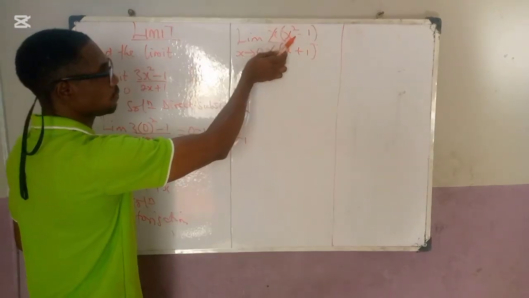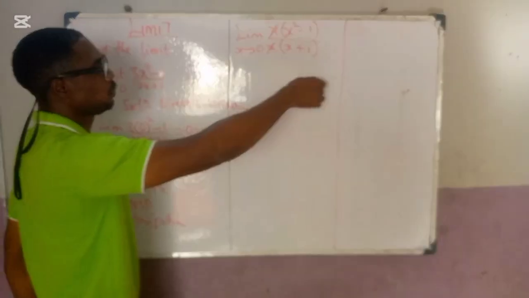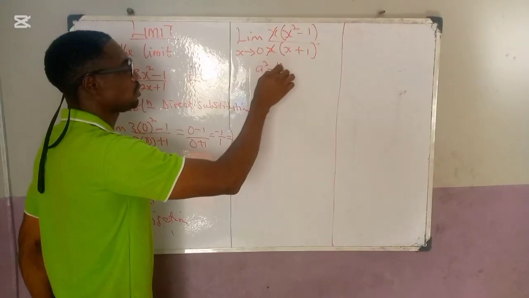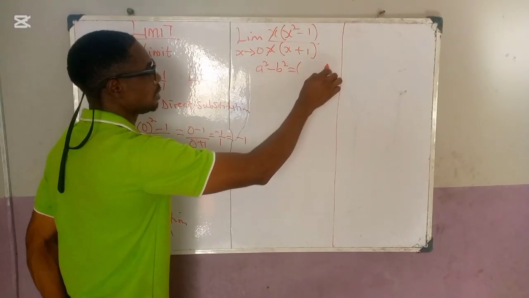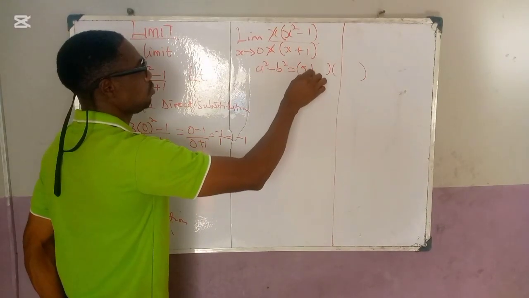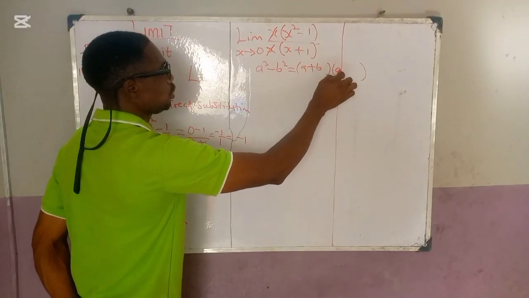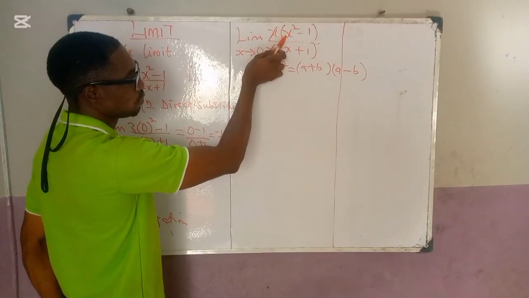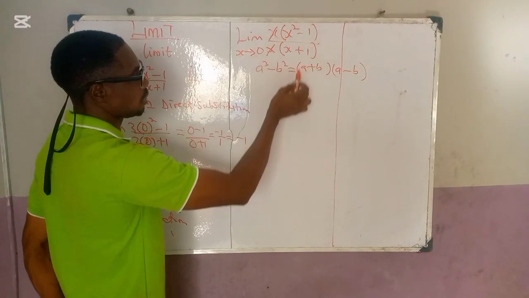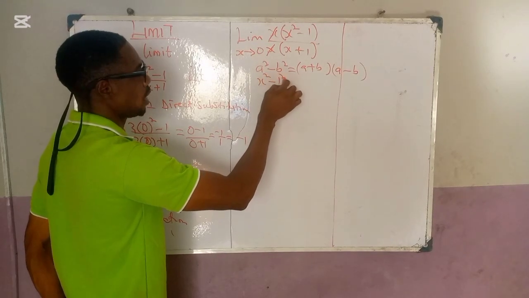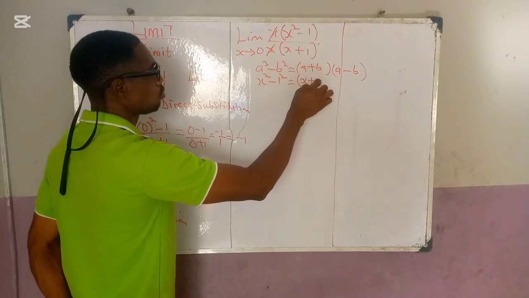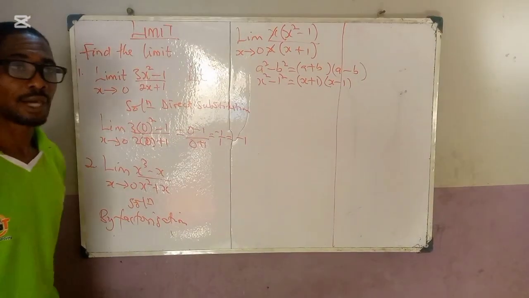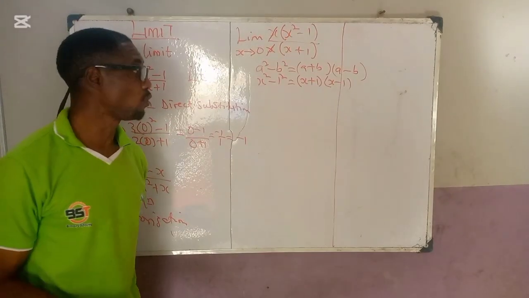And look at the numerator here. Remember the difference of two squares: a^2 minus b^2 can be expanded as (a + b)(a - b). This is also of that form. Now x squared minus 1 squared will give us (x + 1)(x - 1). Right? Nice. I hope you're following me.